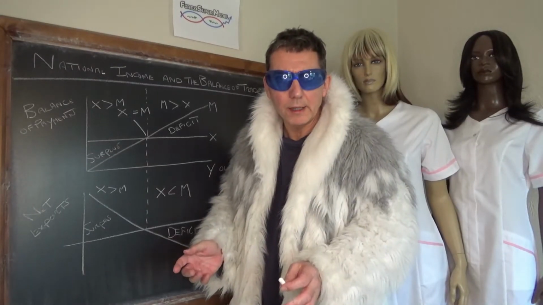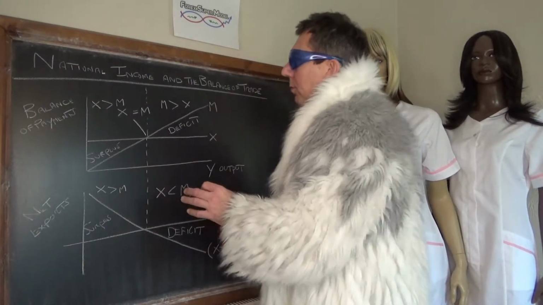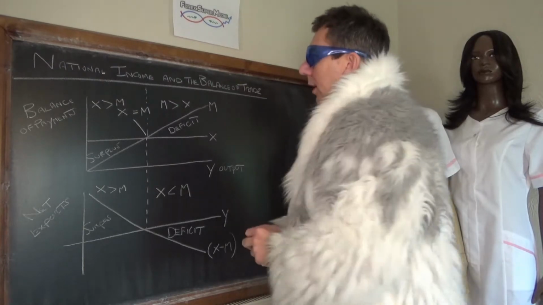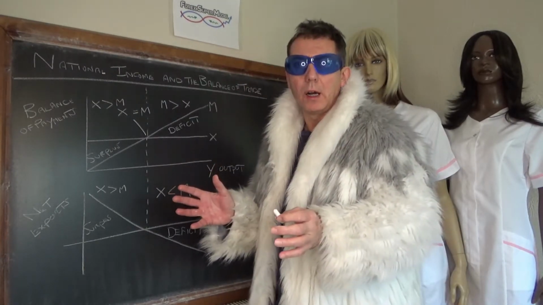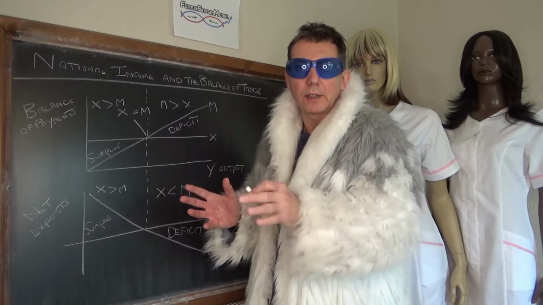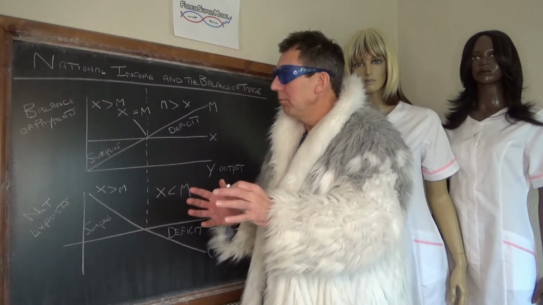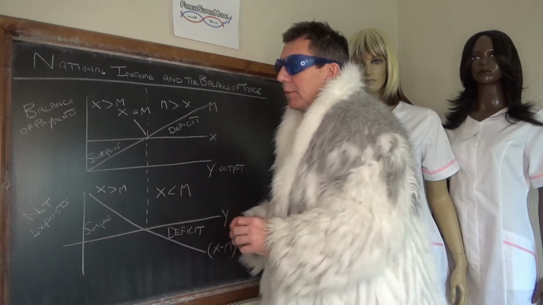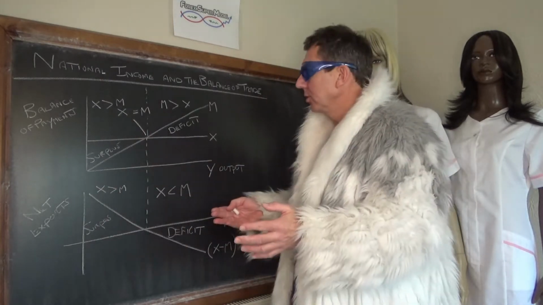Right, welcome back. We're moving on to the next topic, which is national income and the balance of trade. Remember the external part of aggregate monetary demand is the X minus M, exports minus imports, and the balance of payments is effectively the difference between those two.